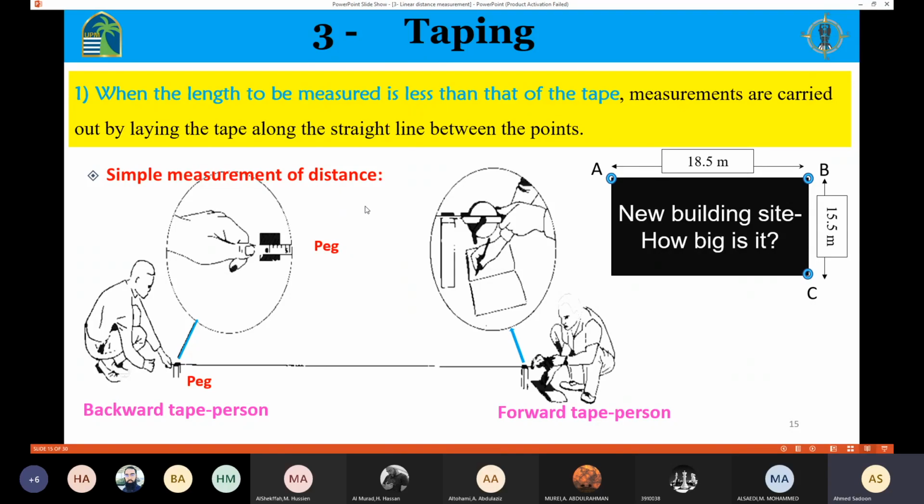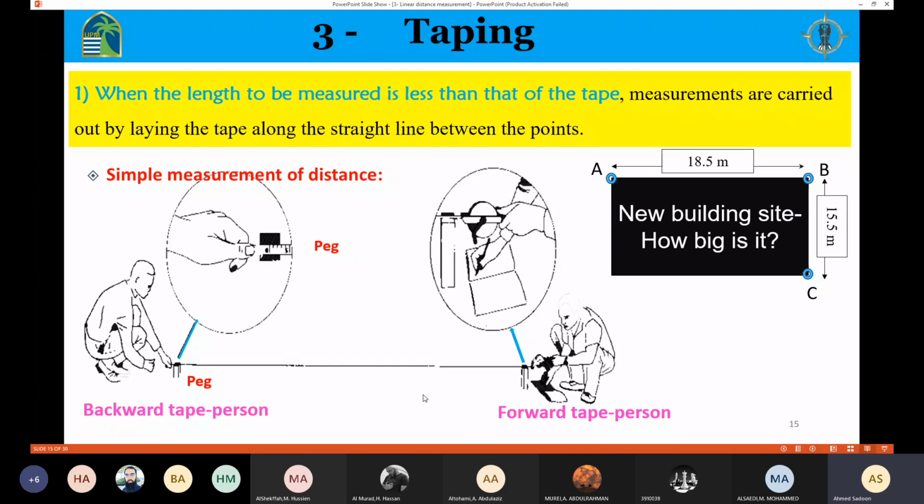There are two cases which we are going to face in order to measure between two points. The first case is when the length to be measured is less than that of the tape. For example, you need to measure the distance between point A and point B, and the length of the tape is 20 meters, and the distance is less than the length of the tape. In this case, I don't have any problem.